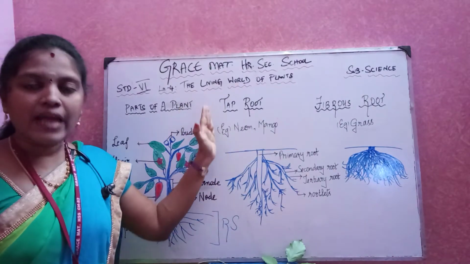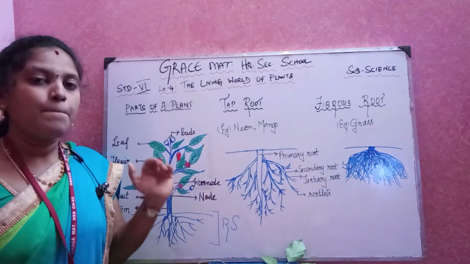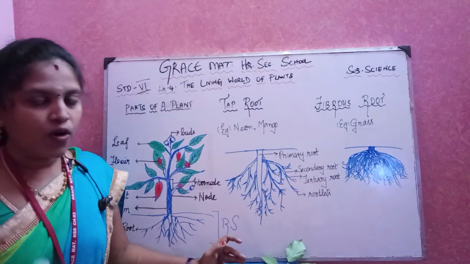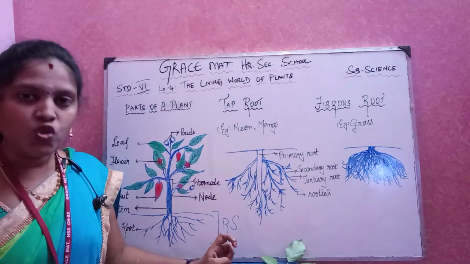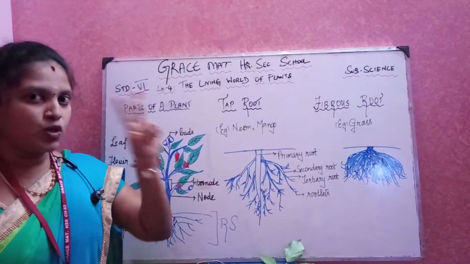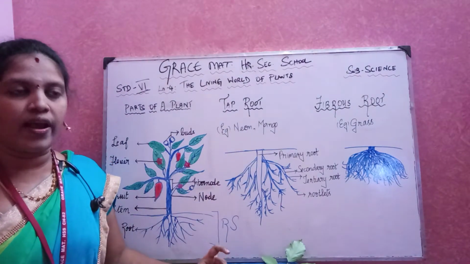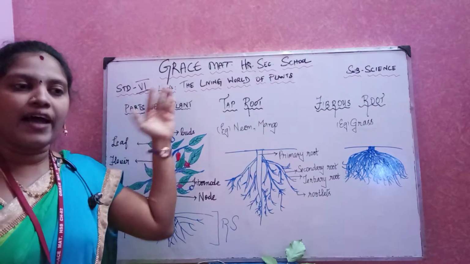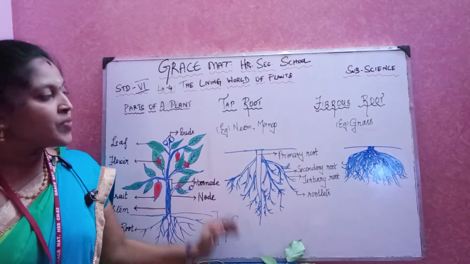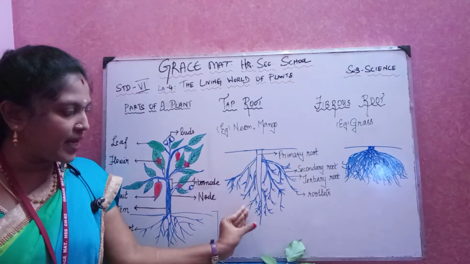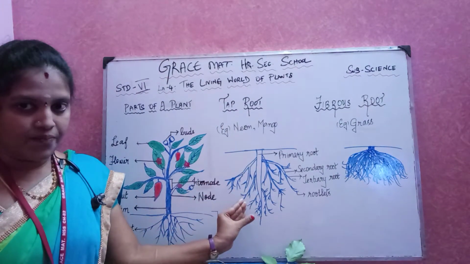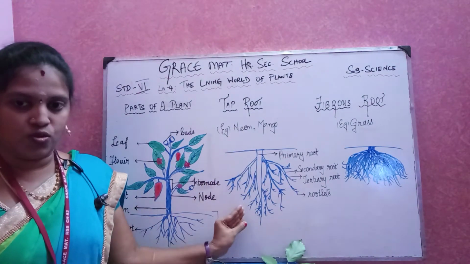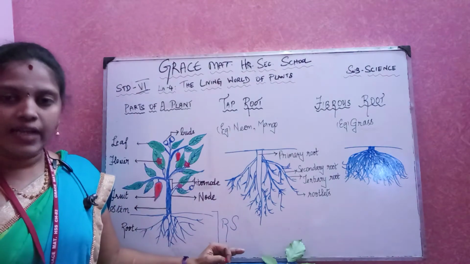And one more thing, the taproot system can be seen in the dicotyledonous plants. So what are dicotyledonous plants? Di is nothing but two. So two cotyledons, two seeds. For example, neem, mango, beans, all these fall under the dicotyledonous category. Okay, children. So this taproot system is nothing but tapering. The main root grows straight downwards towards the ground. That is called the taproot.